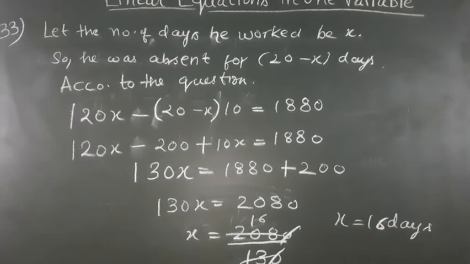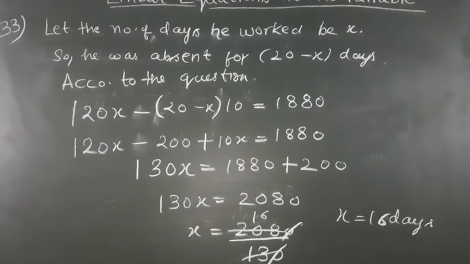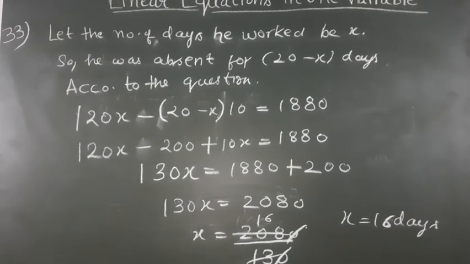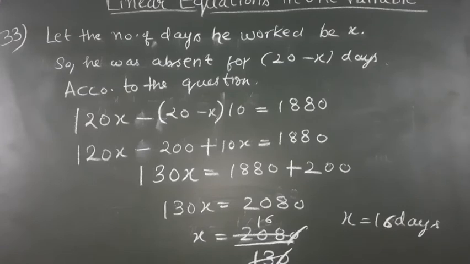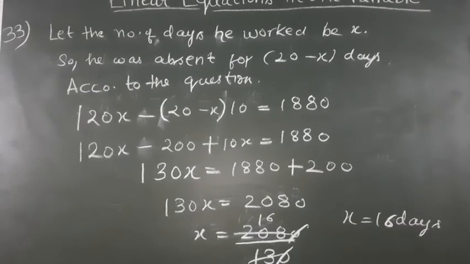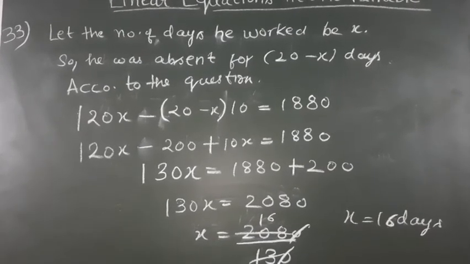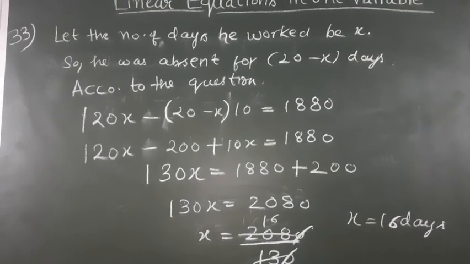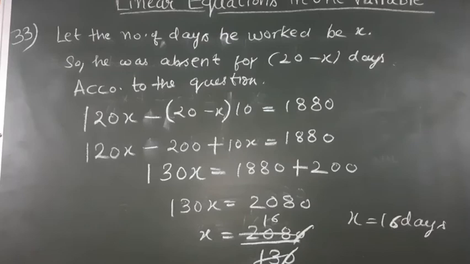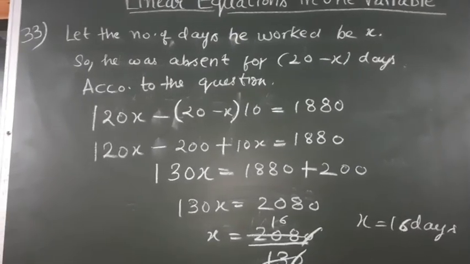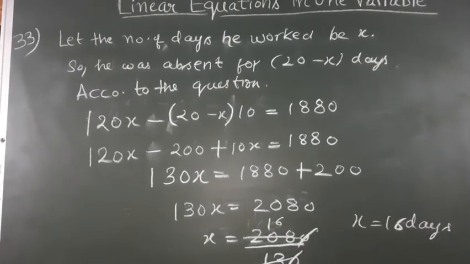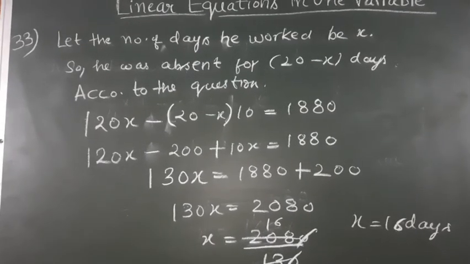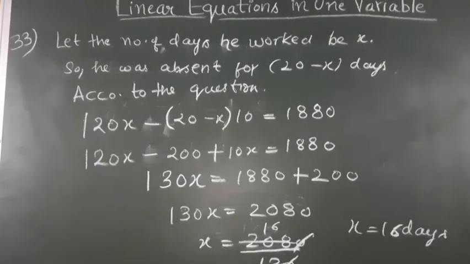Students, as you all can see, this is the solution of question number 33. So let the total number of days he worked be x. यानी कि लेबर ने कितने दिन काम किया, that should be x, and he was absent for 20 minus x days. Why is it 20 minus x? If the number of days he was engaged is 10 instead of 20, then how many days will he be absent? You have to comment down in the comment section, students.